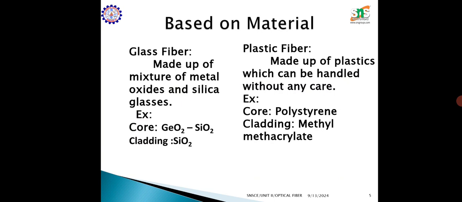Glass is made up of a mixture of metal oxides and silica. Then the core is made up of germanium dioxide and silicon dioxide. Cladding is made up of silicon dioxide. Plastic fiber is made up of plastics, which can be handled very easily. The core can be polystyrene and the cladding may be methyl methacrylate.